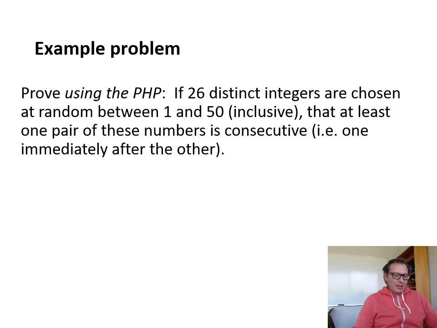As the last one, I chose a slightly simpler example, I think. So we want to prove using the pigeonhole principle that if we have 26 distinct integers that are chosen at random between 1 and 50, know that 1 and 50 are inclusive, then at least one pair of these numbers is consecutive. In other words, one immediately after the other.